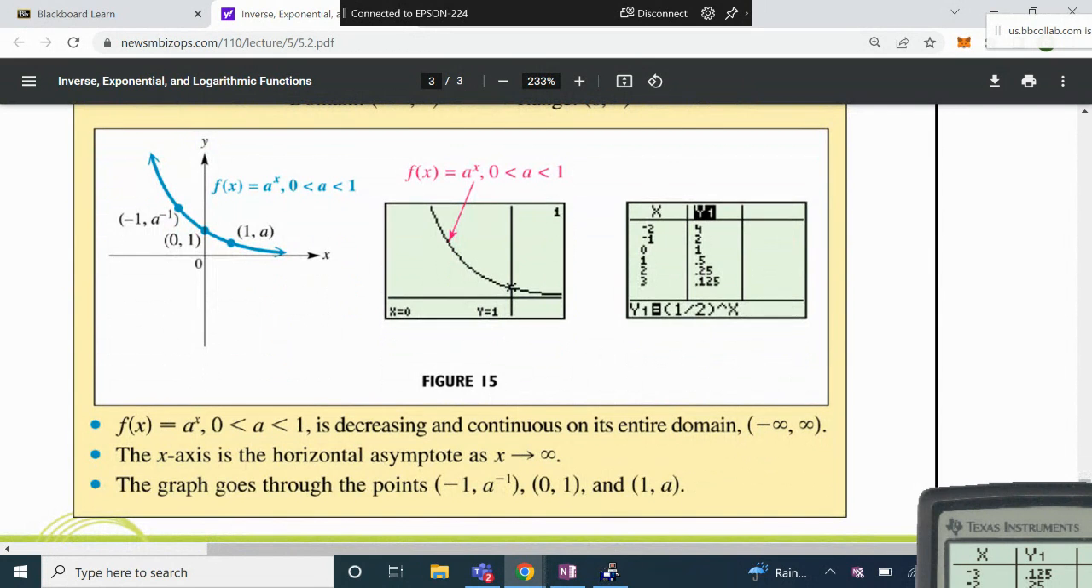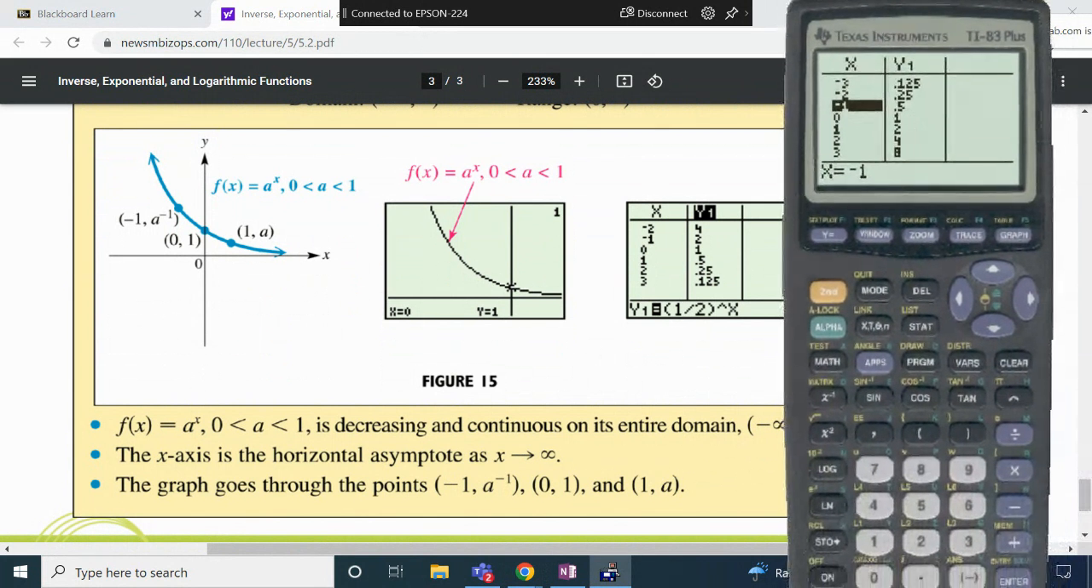And here's some facts that follow that. Here's the points that would lie on the graph. -1 comma a to the negative first power. 0 comma 1 is a point on the graph, and then 1 comma a.